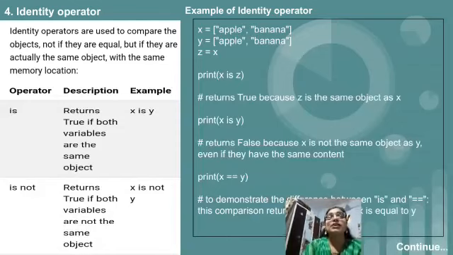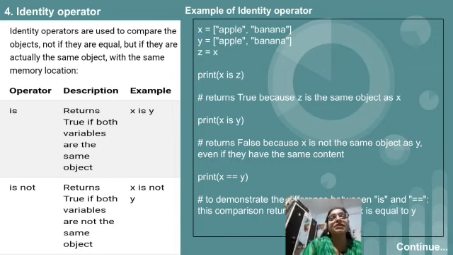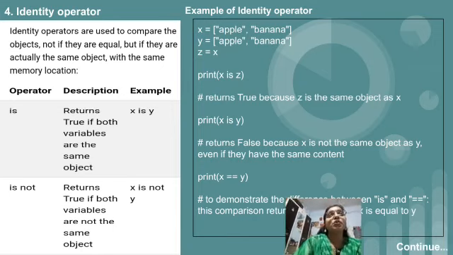After that, the next operator, again a new operator, is the identity operator. Identity operators are used to compare objects, not if they are equal, but if they are actually the same object with the same memory location. There are two identity operators, that is, is and is not. Now let's see the examples. From the example it will be very clear what exactly the identity operator is.